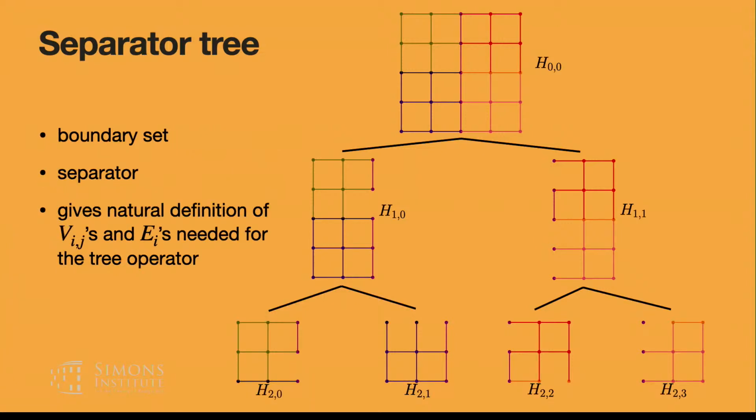Some other notation that is pretty important for us: the boundary of one of these pieces is basically the nodes where this piece is attached to the rest of the graph. So the boundary for this bottom piece would be these vertices and then those vertices. The separator tree gives us a very natural partition of the vertices and edges in the original graph, and it will be necessary for defining the tree operators.